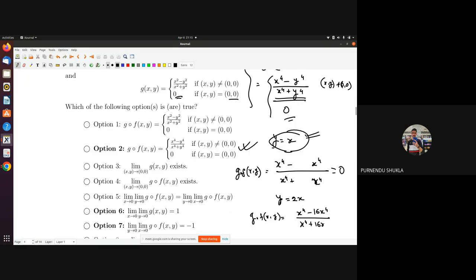x to the power 4 plus 16x to the power 4. So x to the power 4 will cancel out. So minus 15 by 17. Now for two paths I am getting two different limiting values. Correct? That means the limit does not exist. Clear? The limit does not exist, right?